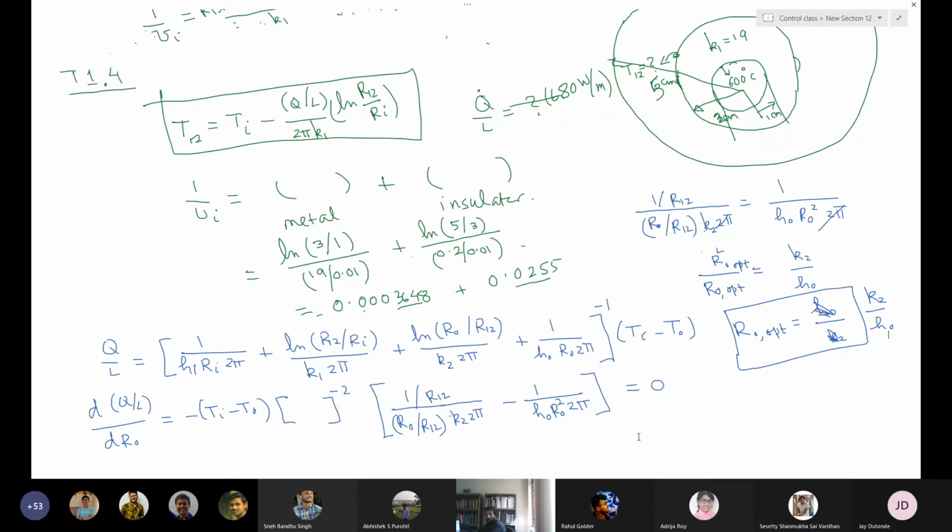Excuse me, sir. Yeah, sir, I have a doubt. Sir, this expression for R optimum, it is K2 by H naught. By this can we conclude that R optimum is independent, meaning the Q by L for which it is minimum doesn't depend upon the thickness of insulation.